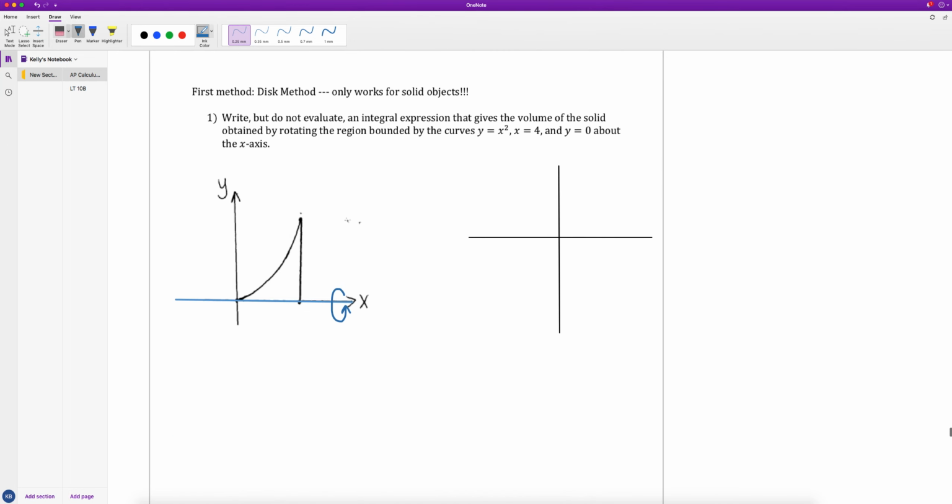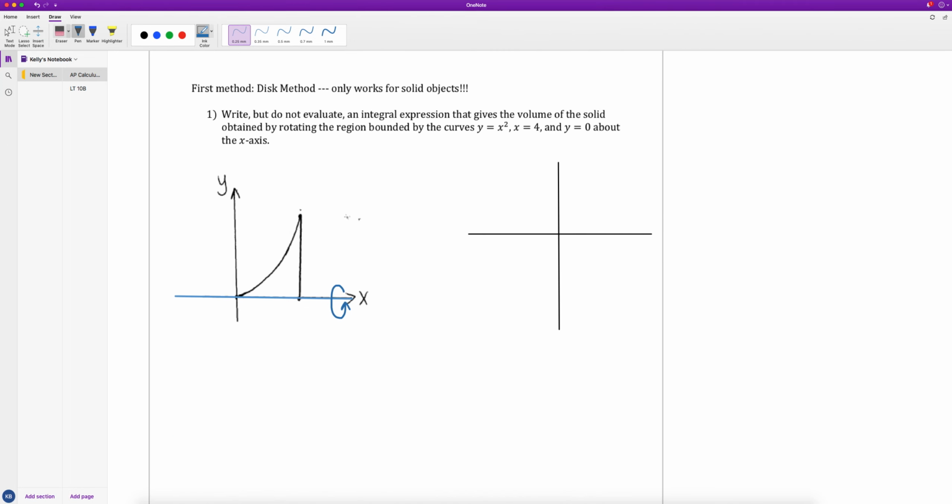Let's look at our first example that we have here. For this example, we want to write but not evaluate an integral expression that gives the volume of a solid that's obtained by rotating the region that is bounded by the curves y equals x squared, x equals 4, and y equals 0 about the x-axis.